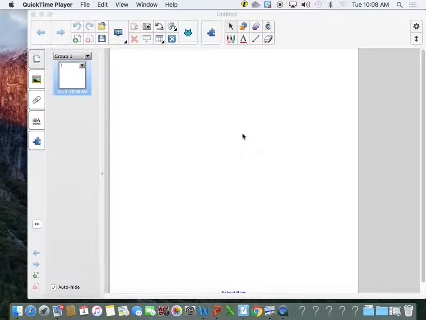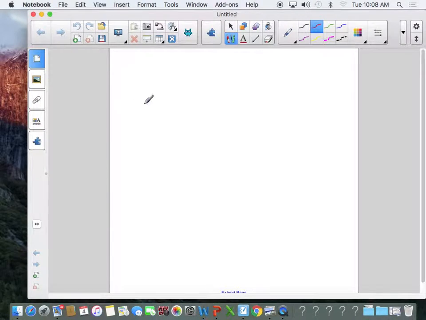Write this in just regular pencil. Write this in regular pencil. You're going to use your colors for the different vocab words. So this is just in regular pencil. We have 7A.